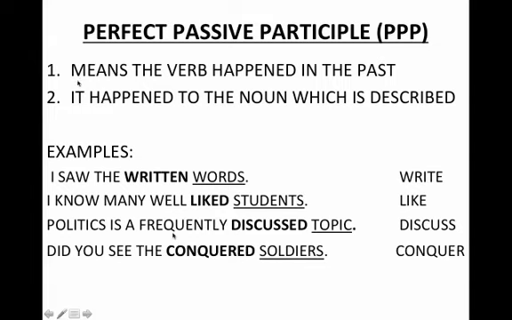Now, this lesson is going to focus specifically on what's called the perfect passive participle, triple P. And what that means is that the verb, the participle, happened in the past, the action happened in the past, and it happened to the noun which is described. So the noun which is being described receives the action. So I saw the written words. The words are what have been written in the past. I know many well-liked students. Students were liked in the past.